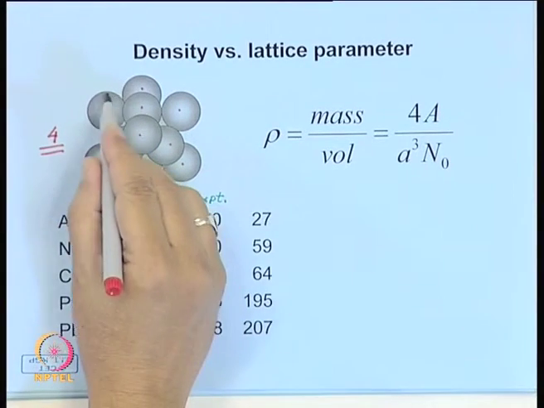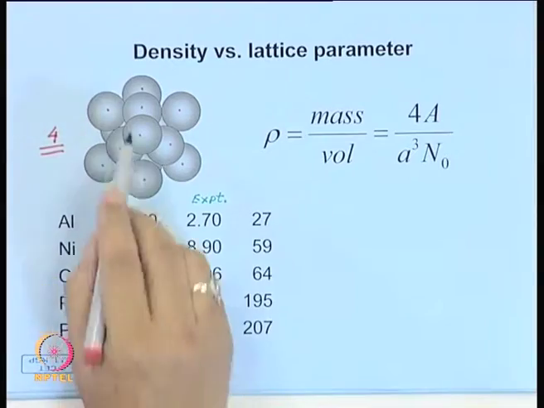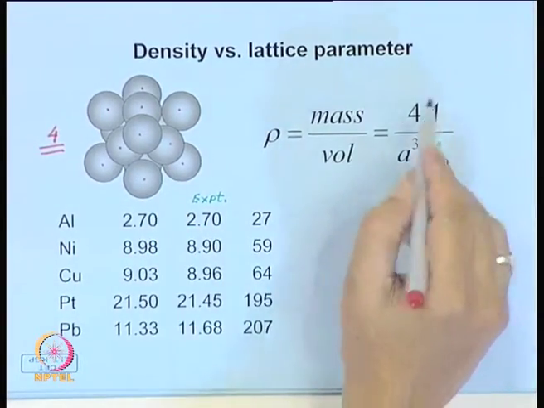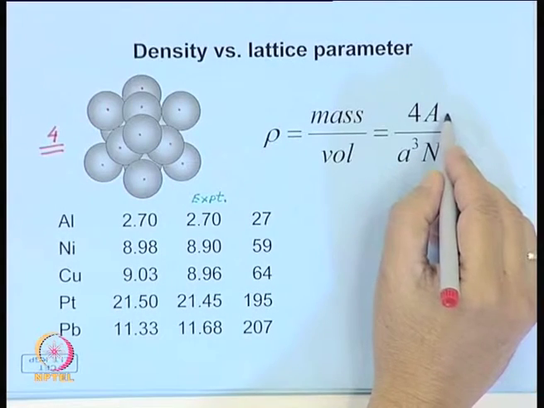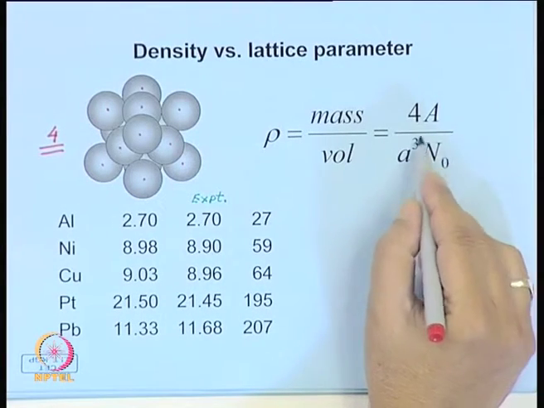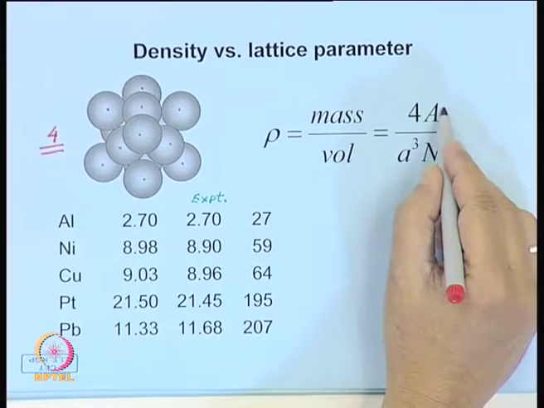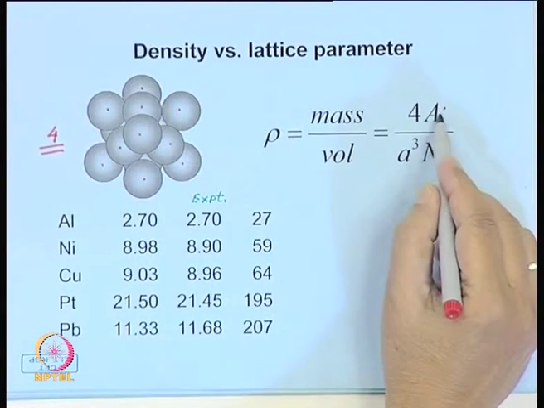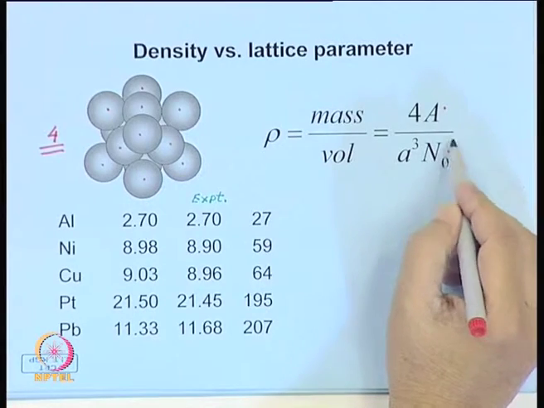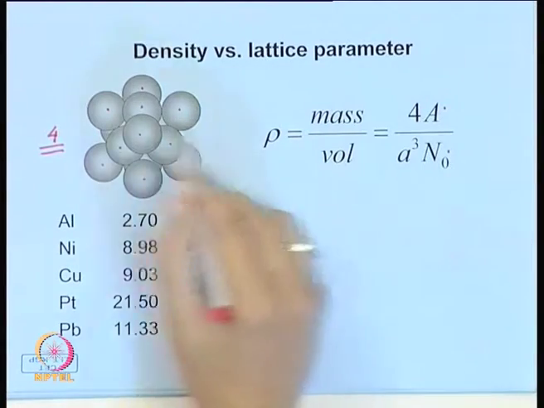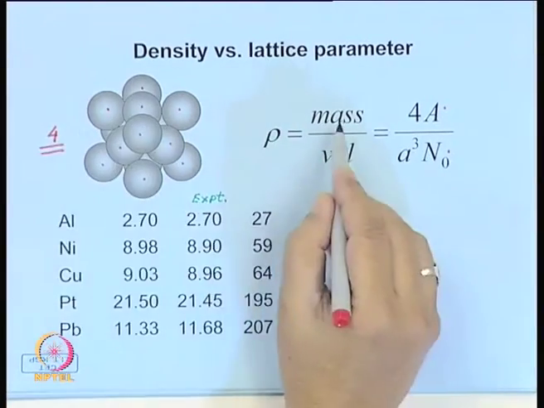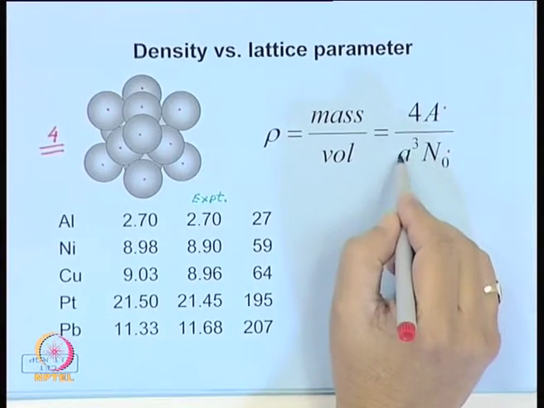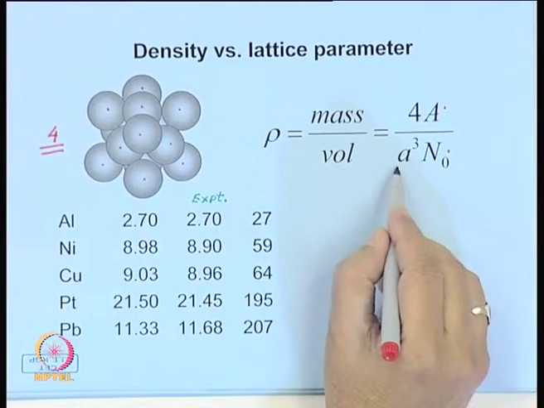And mass of a particular atom can be calculated if you know its atomic weight and Avogadro number. So, atomic weight over Avogadro number will give you mass of one atom. So, in this particular case, since there are 4 atoms, mass will be 4 times A over N. Divide this by the volume of the unit cell.